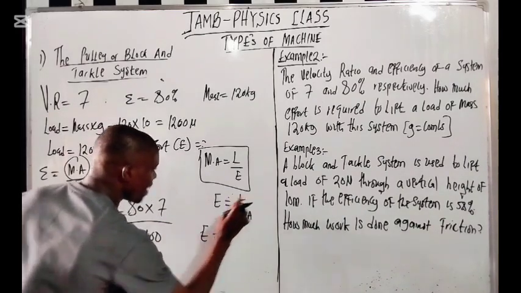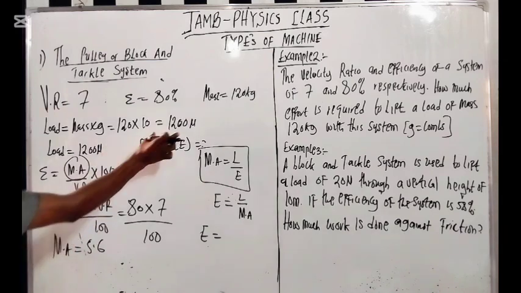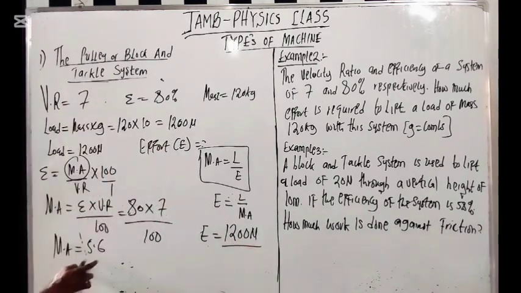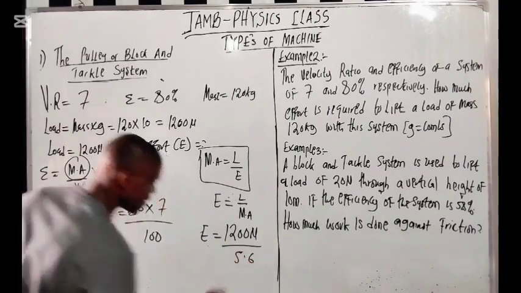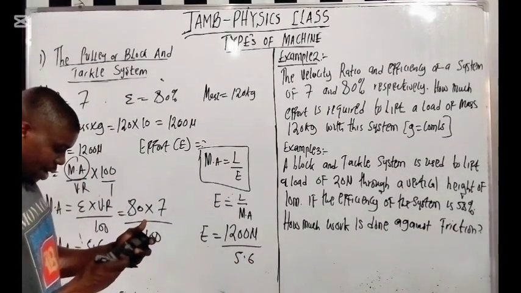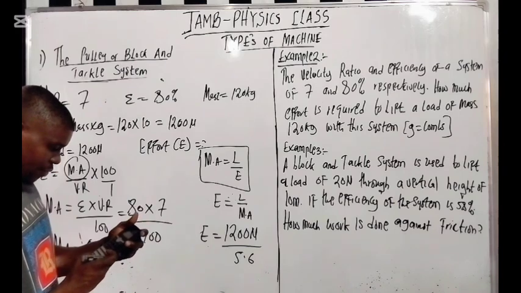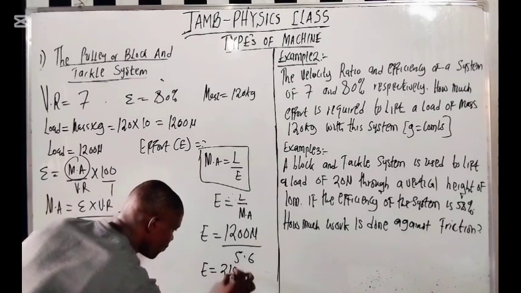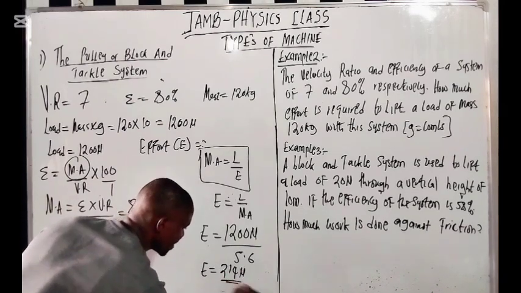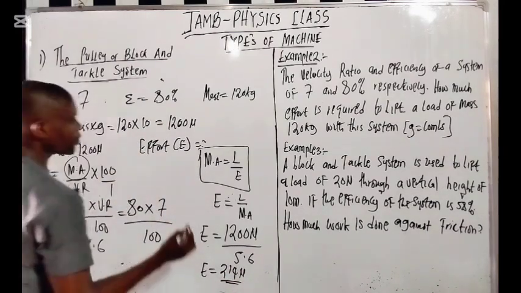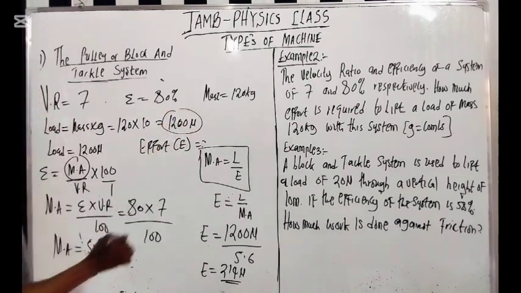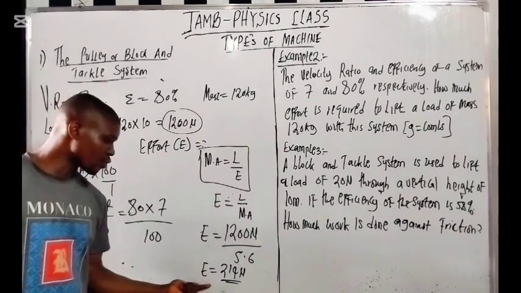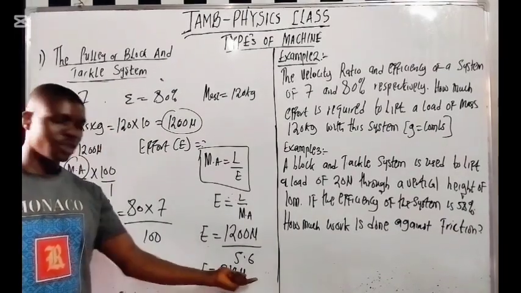So from there, let's calculate our effort. E equals load, which I've calculated, 1200 Newton, over 5.6. So 1200 divided by 5.6 gives 214. So my effort is equal to 214 Newton. Just that. So for me to overcome a load with a pulley of 7, I need an effort of 214 Newton. Do you understand?